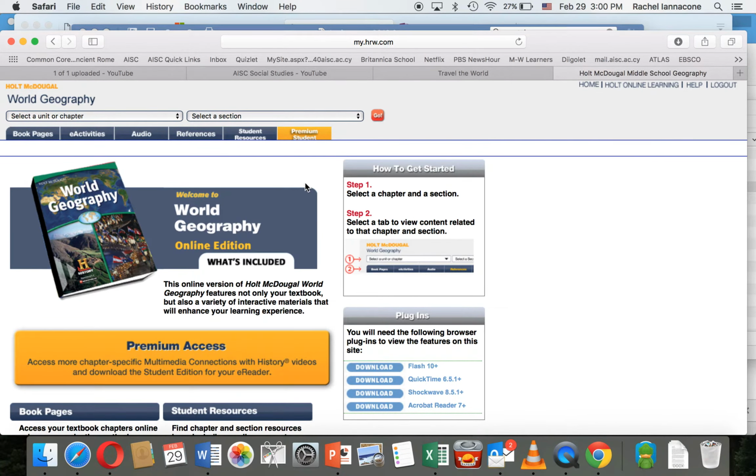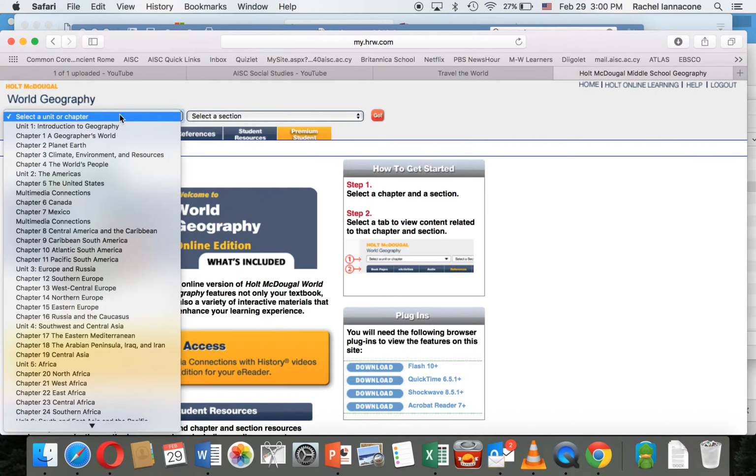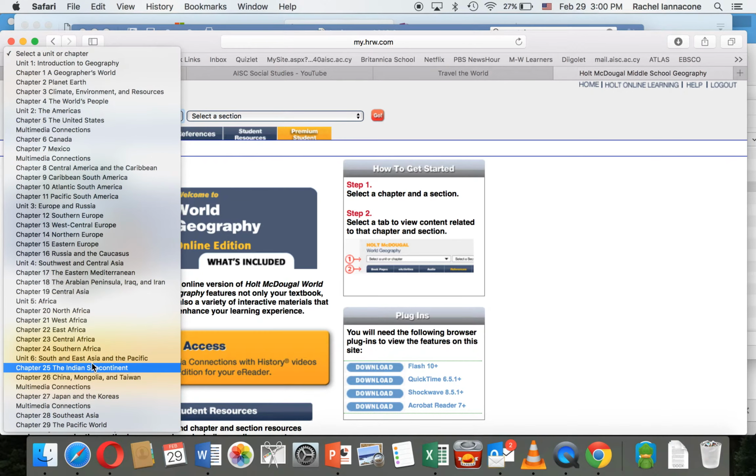From here, there are several options that you can use. First, you could use the Select a Unit or Chapter. The units, Unit 1 is Introduction to Geography. Unit 2 is the Americas. Unit 3 is Europe and Russia. Unit 4 is Southwest and Central Asia. Unit 5 is Africa. And then Unit 6 is South and East Asia and the Pacific.